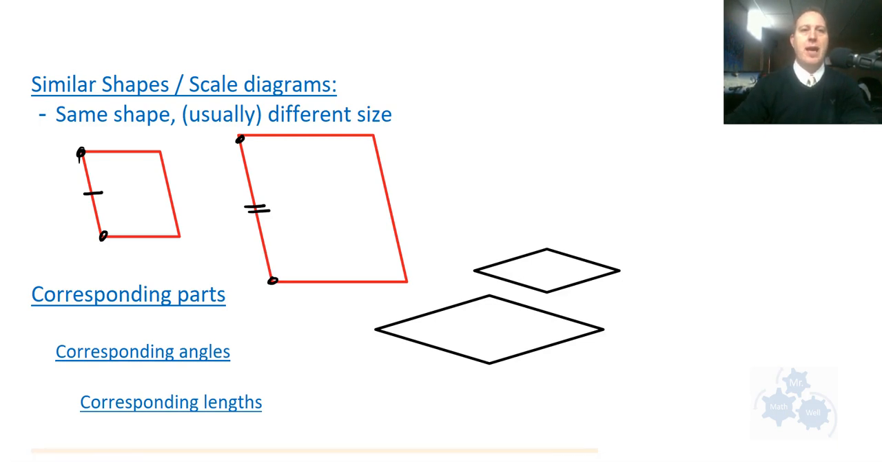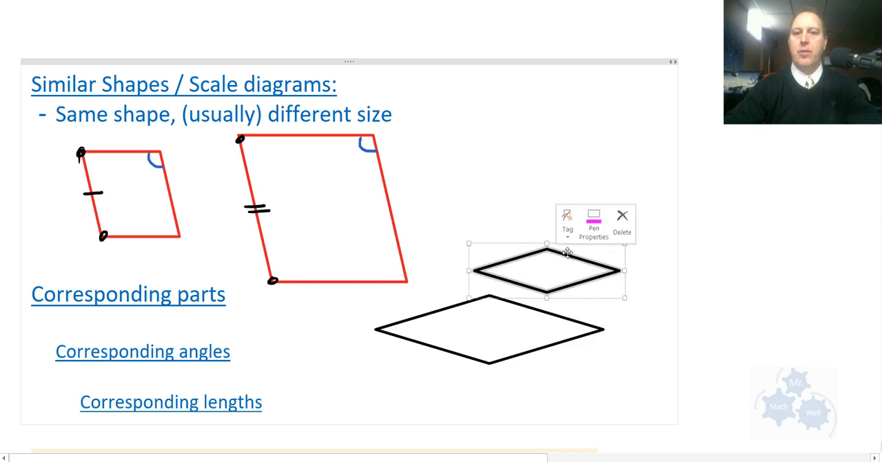Now, corresponding angles, let's use a different color here. Corresponding angles are the angles that are on the same parts of both diagrams. And what's interesting, I'm going to erase and just focus on these two. These two are similar shapes as well. Let's get back to my cursor here. Now, watch this. So these are similar shapes. Obviously, the side lengths of each of these are different, right?